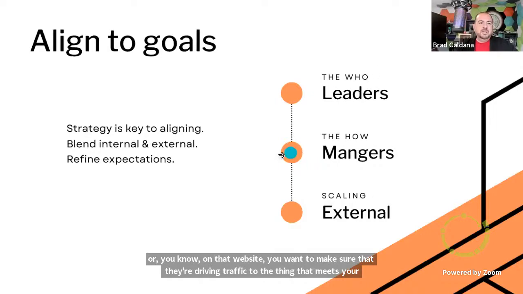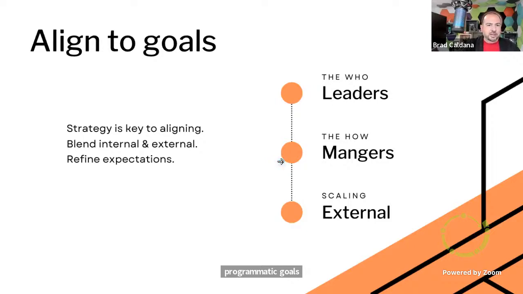Yeah. So aligning to your goals, right? So strategy is the key to aligning our infrastructure to our goals, blending in the internal and external knowledge, and then refining our expectations, right? So the who, aligning our infrastructure to our goals, our leaders; the how, the managers, the folks who are really making this happen; and scaling, getting in the external support to scale, right? So, as we said, there's a lot you can do on your own. There's a lot where you might need external learning to bring that in. And I think for most organizations that I've seen, there's still a huge potential for scaling in digital. And I think digital transformation and digital scaling sound like buzzwords, but they actually mean real things.